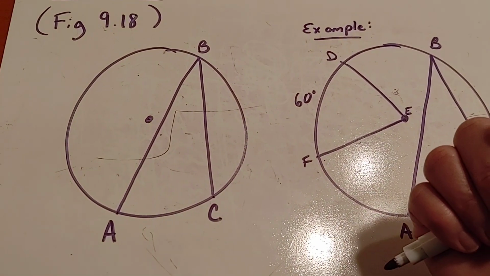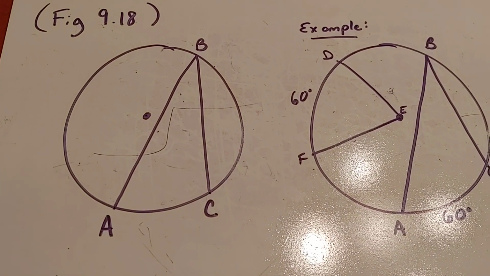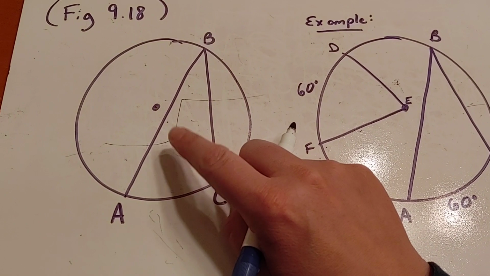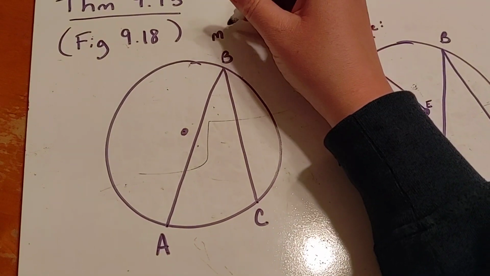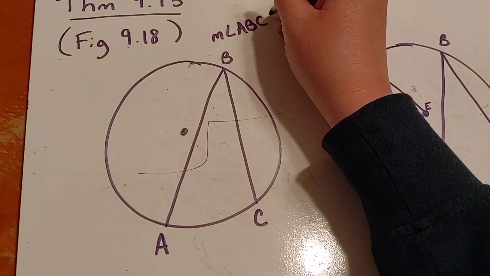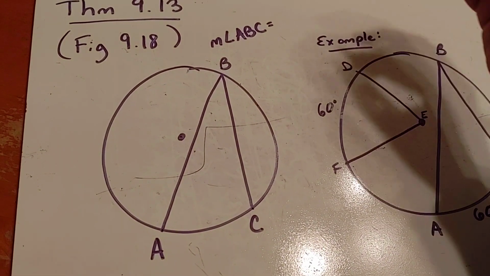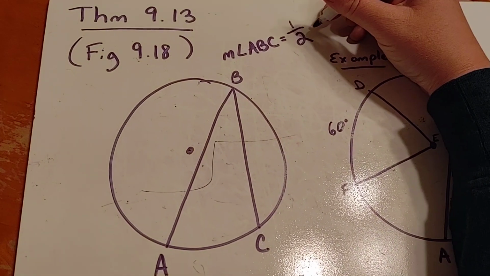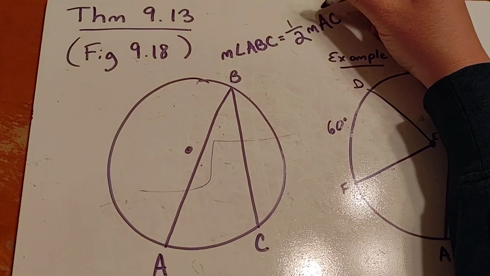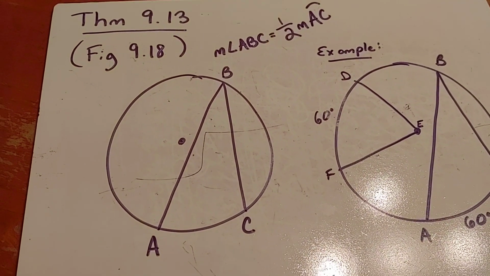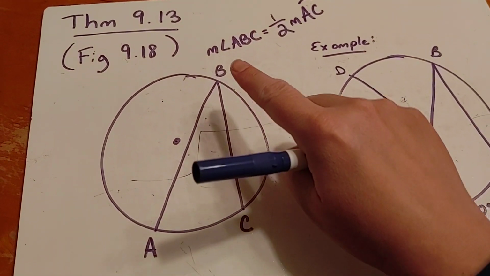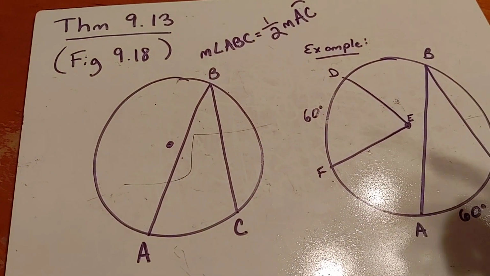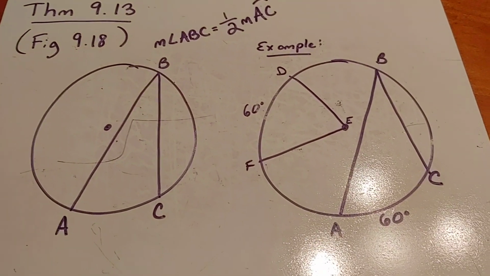All right, so what does this theorem tell us? The measure of this inscribed angle is equal to 1/2 the measure of its intercepted arc. So that means that the measure of angle ABC is equal to 1/2, let's write it like this, 1/2 the measure of arc AC. That is what I want you to add to your notes with this figure. The measure of this angle right here is equal to 1/2 the measure of this arc. All right, fair enough. Let's take a look at an example of that.